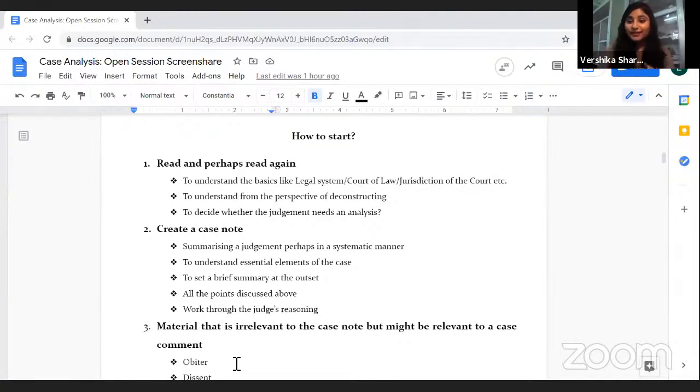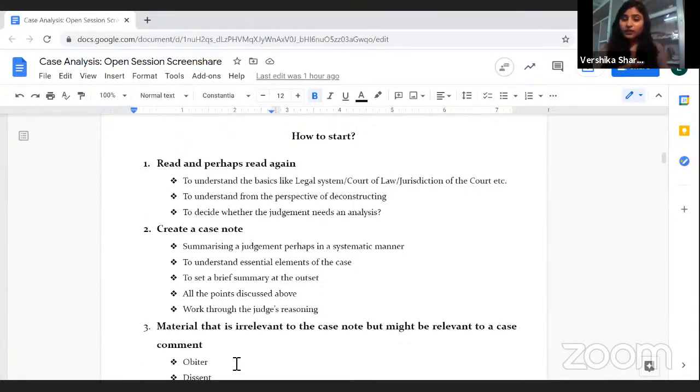So make sure you read the judgment and figure out all these legal aspects. Suppose it is a judgment made by a High Court or a Supreme Court, it's going to be very different from a judgment made by a lower court. Although you can analyze both, there's no denying that fact. But again, as I said, you need to understand the implications. For that, you need to understand the legal system, jurisdiction, and the court of law where it is being propounded, right?